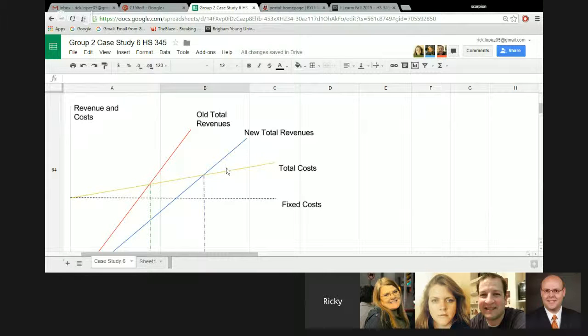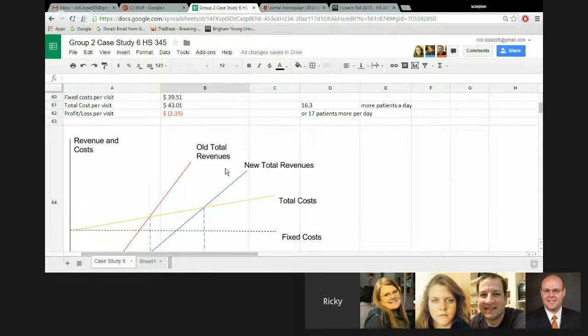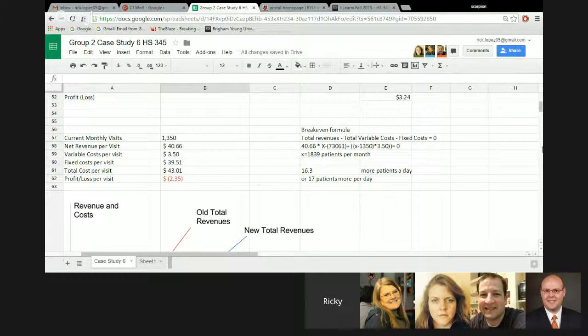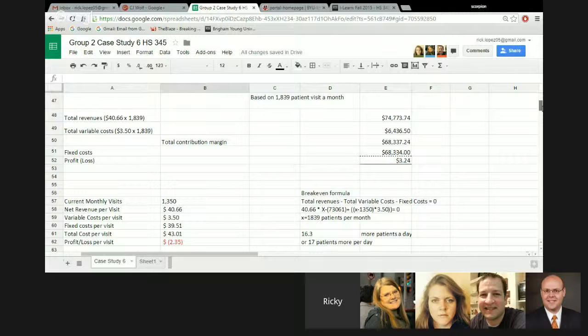Okay, Ricky, can you scroll back up for just a second so they can see the numbers and how we got the 17 more patients per day? Okay. Is that okay? Yes, thanks. Yeah, thanks, Linda. So just stay on that for just a second before we move on to question 3.